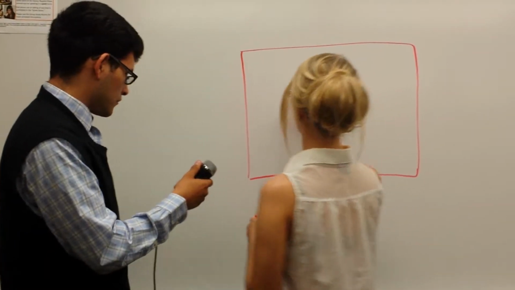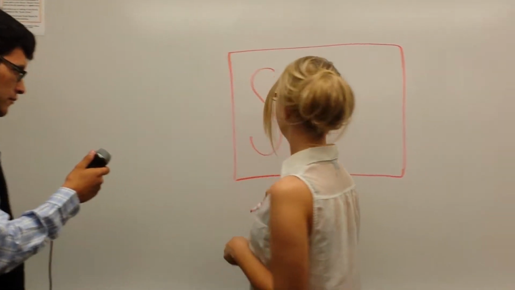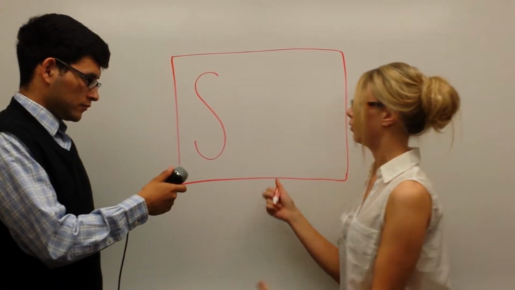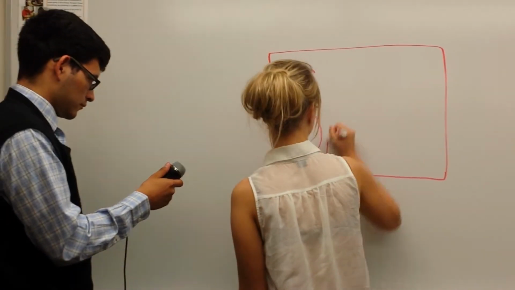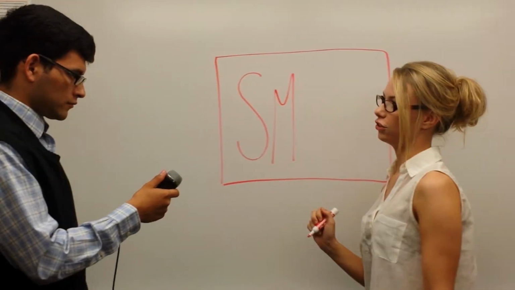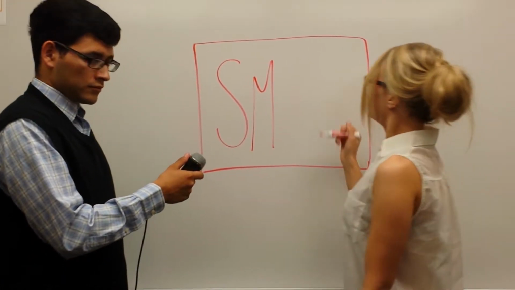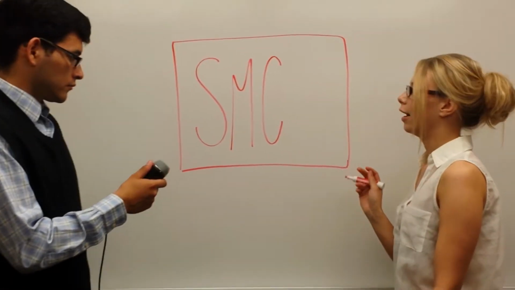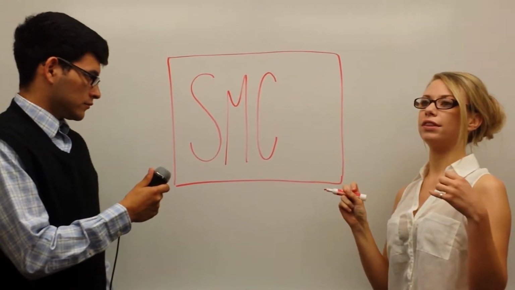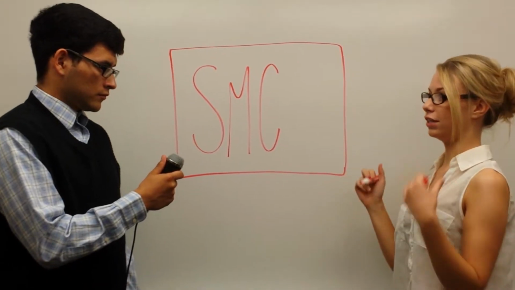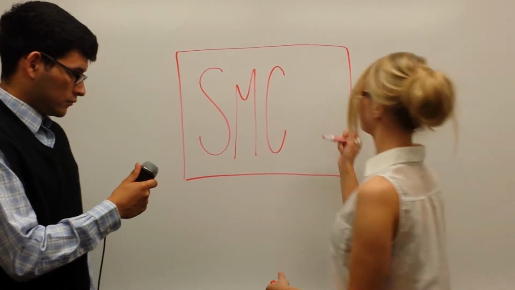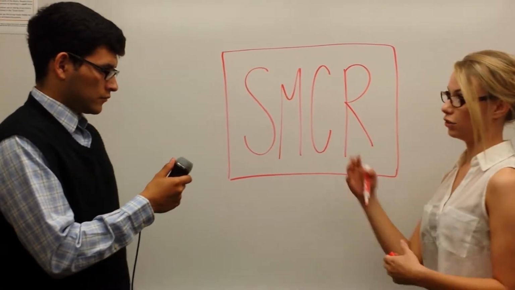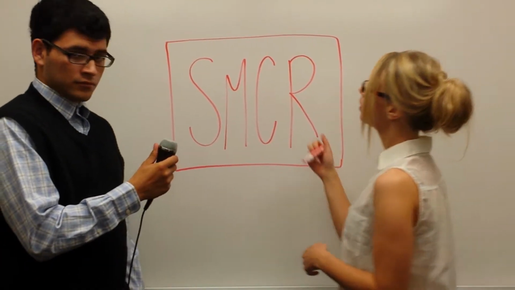And then inside the box, we have the S. The S stands for the sender. In this case, I'm the sender relaying messages to you. And the M is the message that I'm sending to you. Then we have the C. The C is the channel. It's how the receiver decodes the message being sent to them. And R is the receiver. In this case, you receiving messages from me.